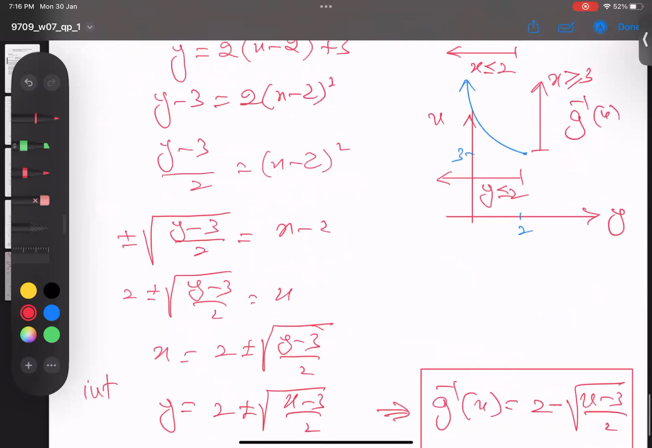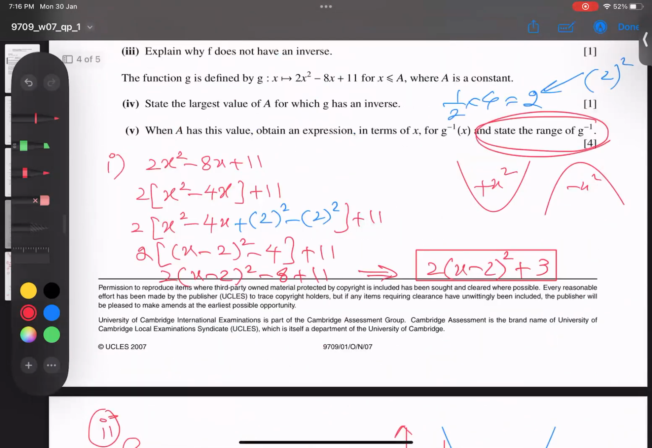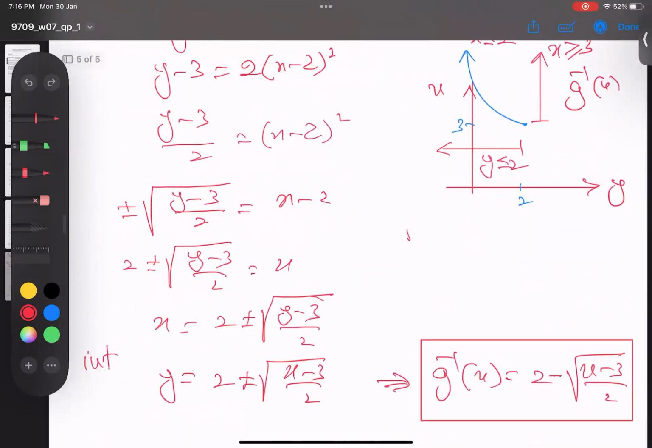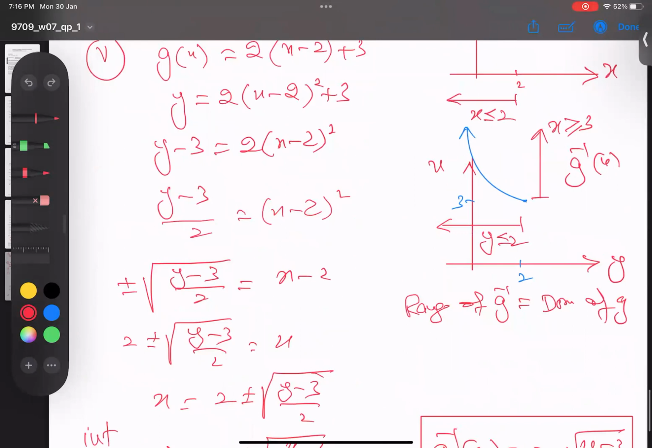Thank you very much. And now what is being asked further? State the range of g inverse. And we have a rule. What is that? The range of g inverse equals the domain of g. And what is the domain of g? Domain of g is x less than 2. So this will become the range, and you know very well how to write it: y is less than or equal to 2.